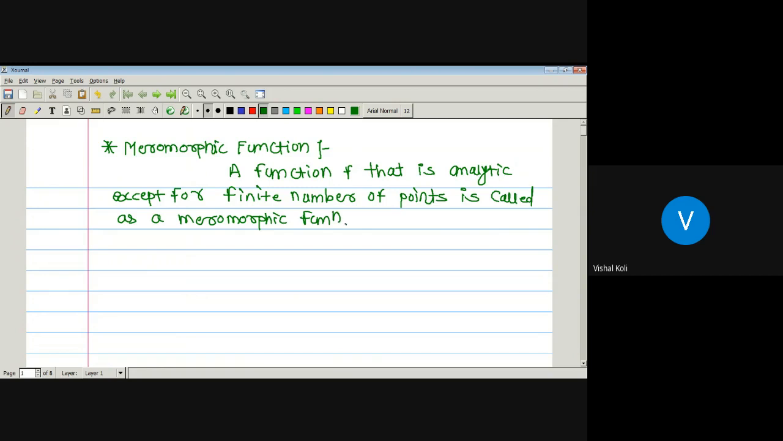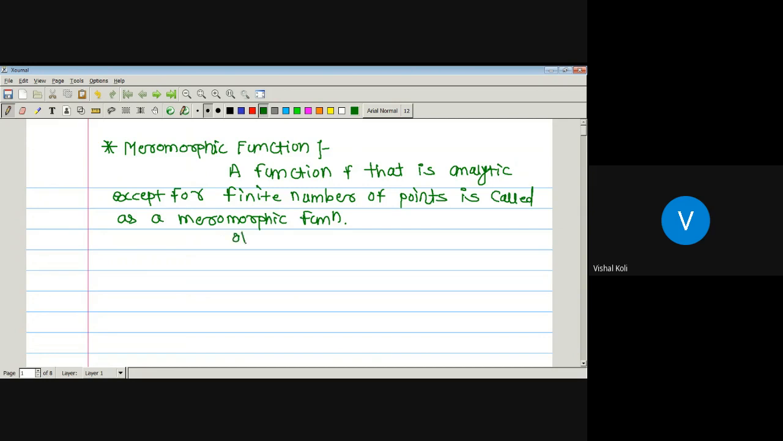Okay, so what is a meromorphic function? Suppose there is a function defined on some set D, which is a subset of C. That function is said to be meromorphic if it is analytic on the whole of D except for some finite number of points, and the points where it is not analytic must be singular points, and those points will be poles only.